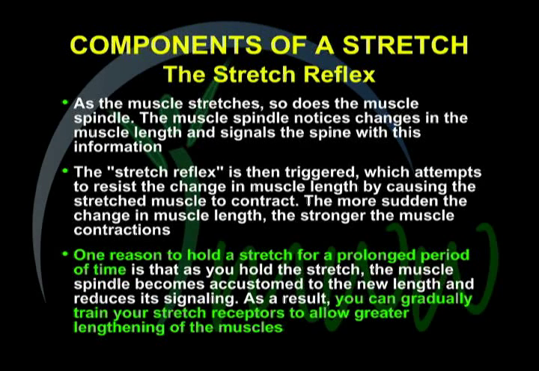The stretch reflex. As the muscle stretches, so does the muscle spindle. As it stretches, the muscle spindle notices changes in the muscle length and signals the spine with this information. The stretch reflex is then triggered, which attempts to resist the change in muscle length by causing the stretched muscle to contract. The more sudden the change in muscle length, the stronger the muscle contraction.